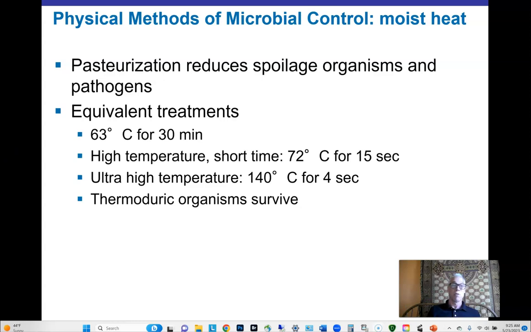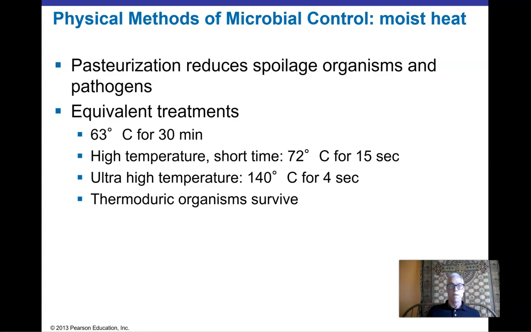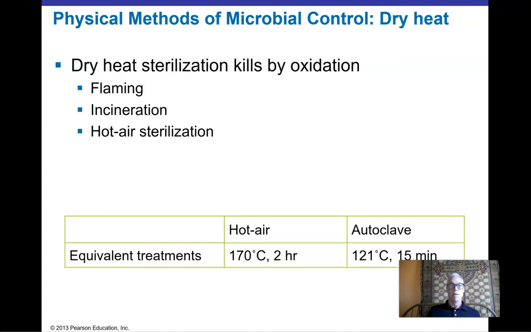So some substances would be completely ruined if they were exposed to 140 degrees Celsius. So you would use a cooler temperature for a longer period of time to pasteurize that material, whereas if you have something that's quite durable chemically, you can raise the temperature a lot higher. Endospores might still survive, however, so we have to keep in mind not all microbes can be killed easily by this method of heat. Dry heat, as we mentioned, is less effective than autoclave.